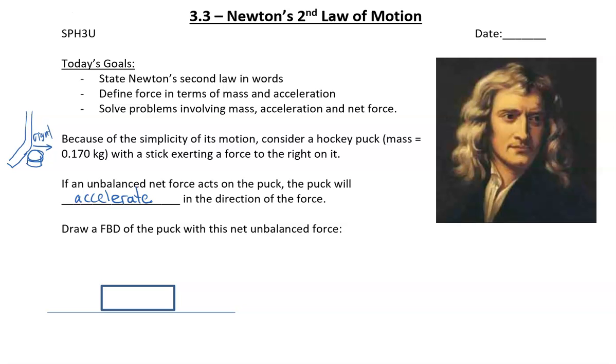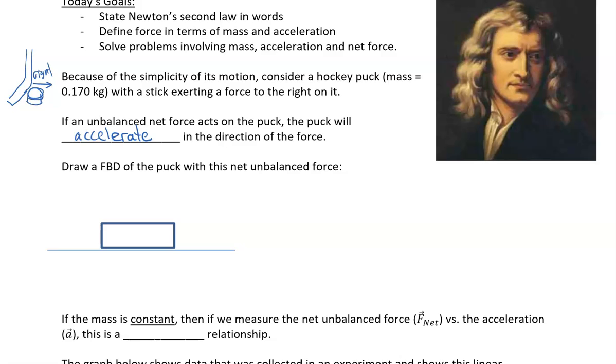So we're going to draw a free body diagram of the puck with this net unbalanced force. So we have a normal force acting to keep it from falling through the ground that is equal and opposite to the force of gravity. So those are equal in magnitude, opposite in direction. Then we have some applied force that's pushing this puck forwards. And then we have a very small force of friction that's opposing the force. On ice, there's very little friction, but nonetheless, it is there.